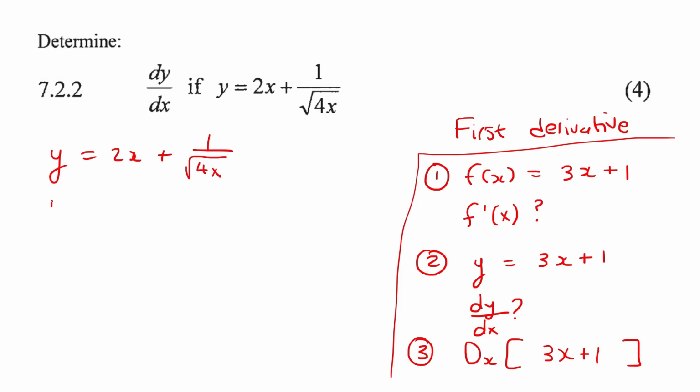Okay, so what we're going to do, let's write out their equation, 2x plus 1 over square root of 4x. Now, we're not going to go straight into dy by dx. No, we first need to neaten this up, make it look better. We don't want to have this in the denominator. We need to somehow get that up. But if we notice, we know what the square root of 4 is. The square root of 4 is 2.